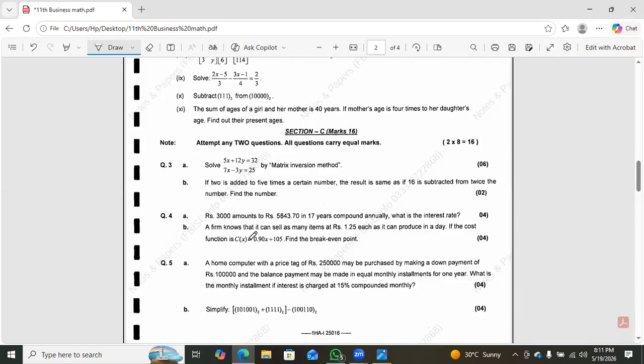A firm knows that it can sell as many items at rupees 1.25 each as it can produce in a day. If the cost function is this, find the break-even point. Question number 5: a home computer with a price tag of 250,000 may be purchased by making a down payment of 100,000 and the balance payment may be made in equal monthly installments for 1 year. What is the monthly installment if interest is charged at 15% compounded monthly? Simplify this.